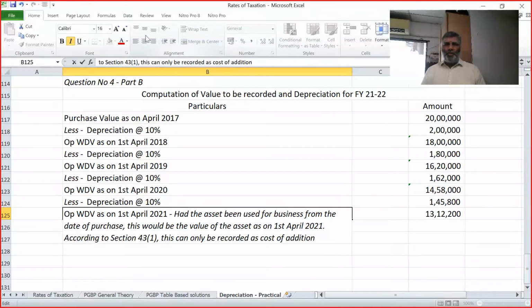The cost of addition comes to 1312200. That is the cost of addition of the asset, because had the building been used for business from the date of its purchase, this would have been the 1421 value.